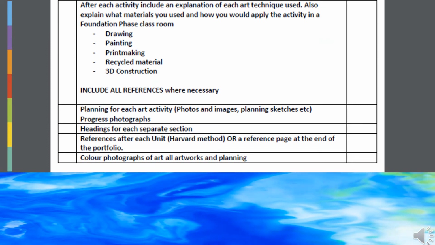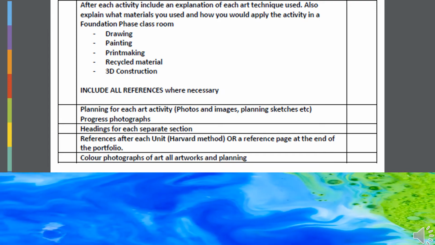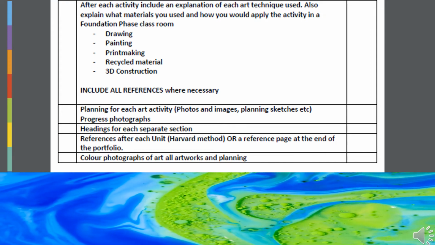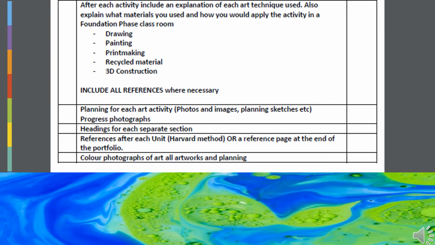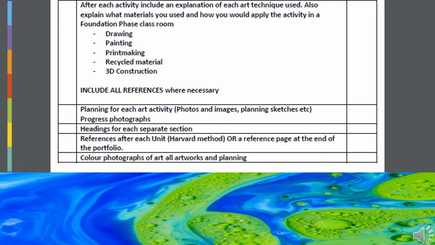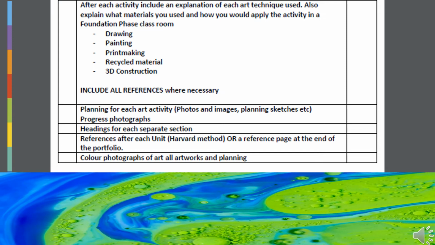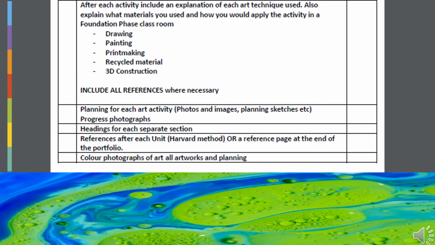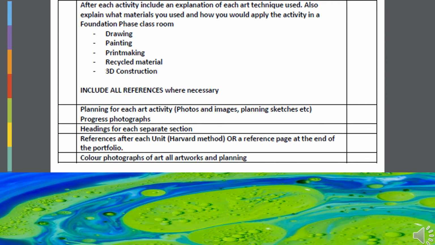Remember that after each activity, you need to include an explanation of each art technique used. Also explain what materials you used and how this would apply to foundation phase classroom for your drawing, your painting, your printmaking, your recycled material, and your 3D construction. Remember to include all references where necessary. Your planning for each art activity needs to be present, as well as some progress photographs. Each section needs to have a separate heading, and the references after each unit using your Harvard method or a reference page needs to be included at the end of the portfolio. There needs to also be color photographs of all the artworks and planning.